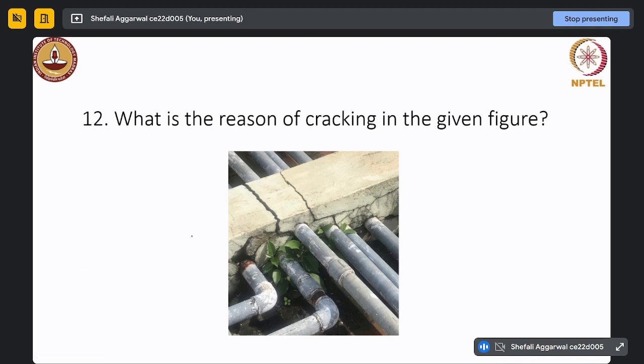Okay. So this is a theoretical based question. What is the reason of cracking in the given figure? So there are pipes, a concrete beam, and some vegetation. What do you think are the reasons or can be the reason of these type of crack? What do you want to guess the answer?